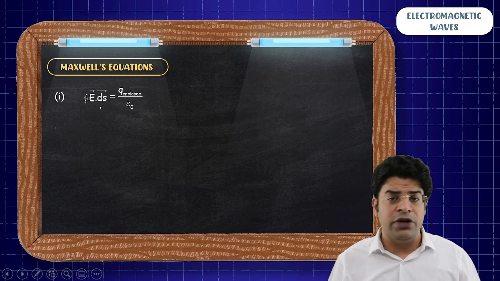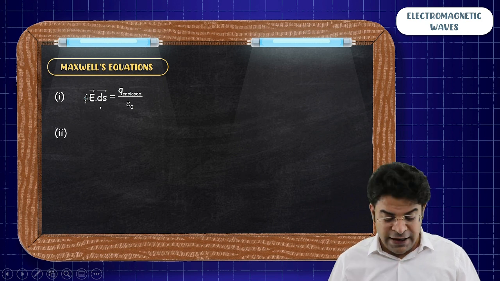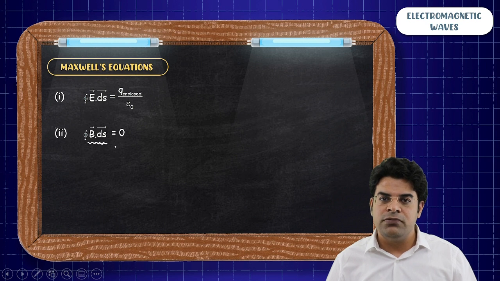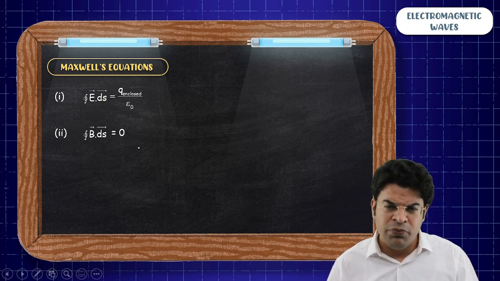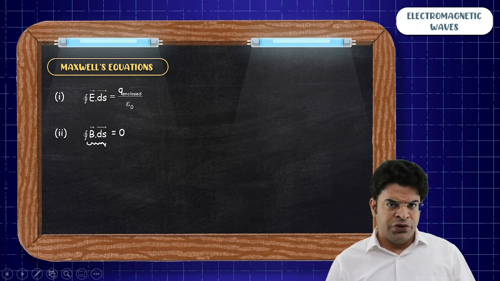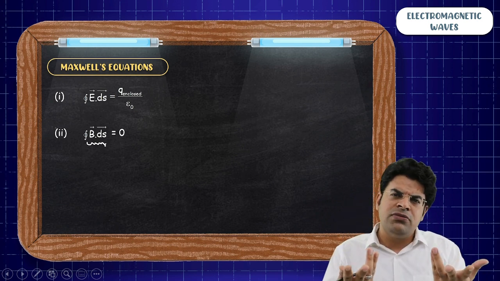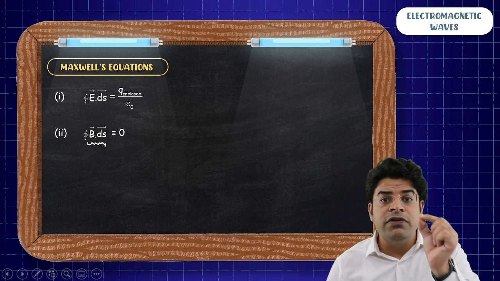The second equation is called Gauss law for magnetism. The equation looks like the closed integral of B dot dS equals 0. Sir, you are trying to say that the net magnetic flux coming out of a closed surface always has to be 0. Yes. Why, sir? Because magnetic field lines always form closed loops.